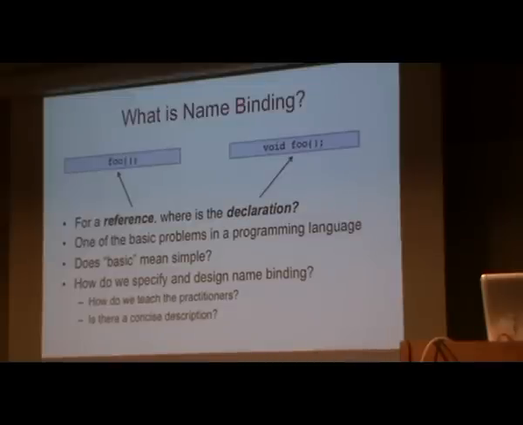So we asked some questions. How can we improve specification of name binding and make it independent of the complicated parts of other parts of specification? And how can we teach it? How can we discuss it? Is there a concise description of name binding rules?